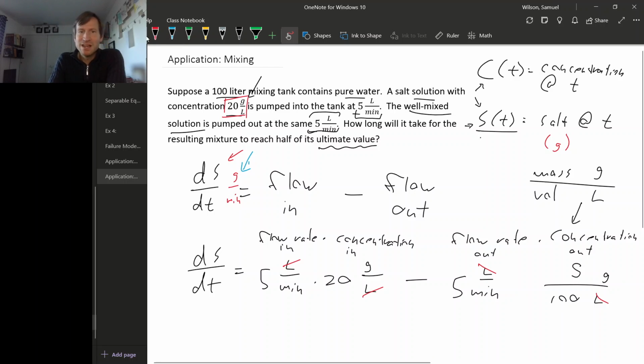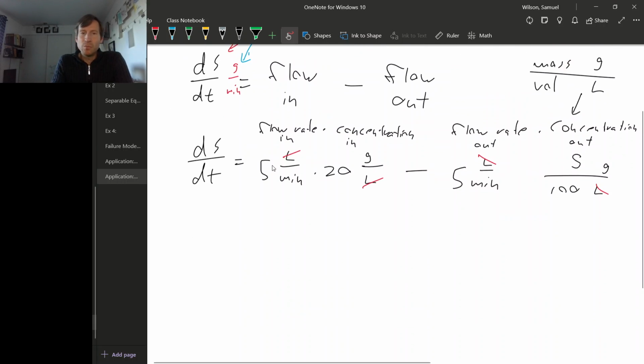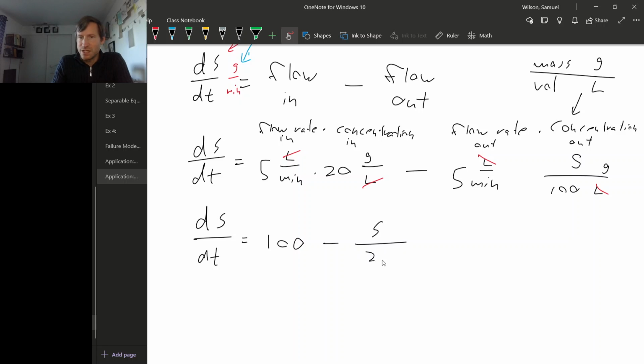So that's a good sign. Now that we know all the units work out, we can do our calculation without writing all the units, and then just put the units back in at the end. So this is ds/dt equals 5 times 20 is 100, minus 5s over 100, that's s over 20. Okay, so we get this differential equation. We'd like to solve this differential equation one way or another.